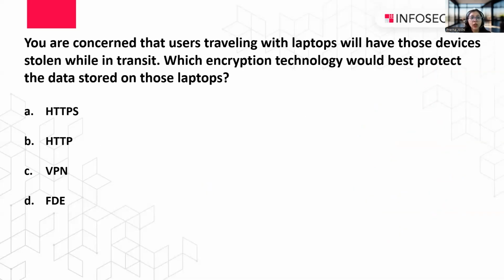Next question says, you are concerned that users traveling with laptops will have those devices stolen while in transit. Which encryption technology would best protect the data stored on those laptops? When we talk about technology, you can see that HTTPS and HTTP are protocols. VPN is virtual private network, right? These two are protocols, so we are not talking about protocols here. VPN is used for encrypting your data, and it also hides your IP.